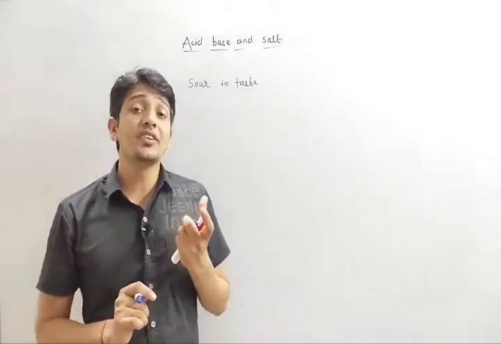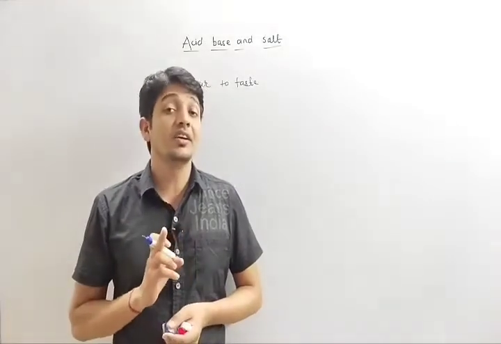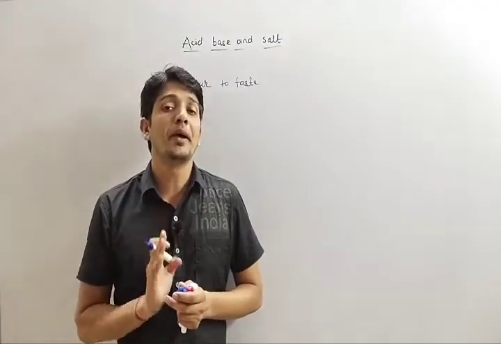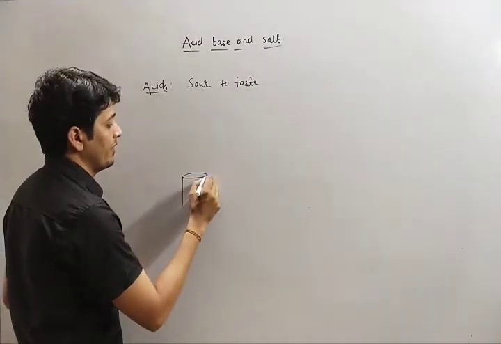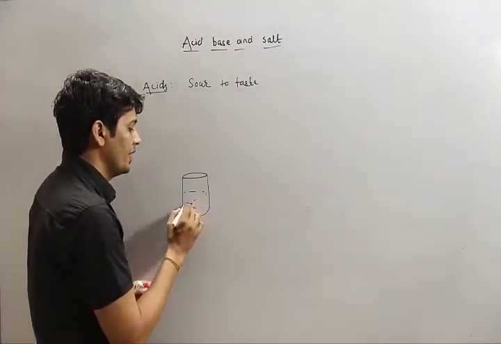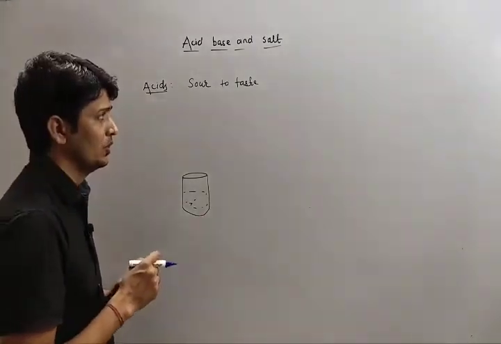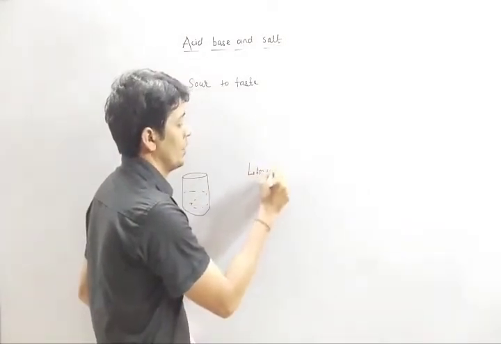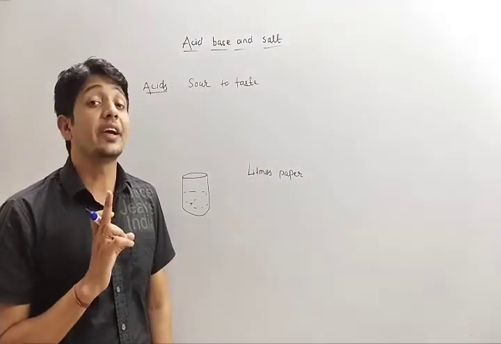But there are so many acids that are very poisonous, so we cannot taste them. On that condition we have to identify the given substance by a different method. Like, suppose we have a sample liquid, and we have to test this liquid with the help of litmus paper. Litmus papers are nothing but indicators.